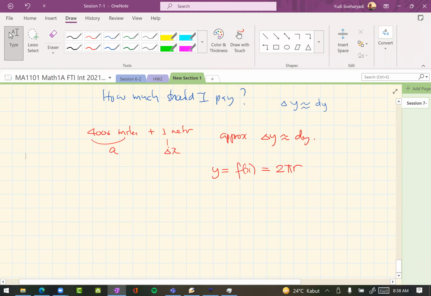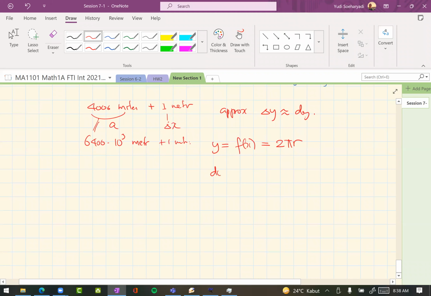Okay, so what we have here is that 4,000 miles, say, is 6.4 times 10 to the 3 kilometers, which is 6.4 times 10 to the 6 meters, plus 1 meter. Okay, so there's 2 pi r.